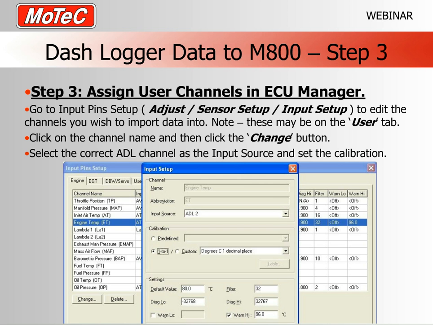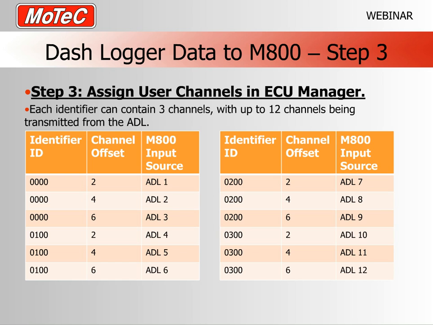I apologize for this. Okay, so now what we're looking at is the similar thing here in an M800 ECU Manager. We have degrees C and we have 1 decimal place. I'll show you this in slightly more detail in a moment. Okay, so that means we've selected our input source as the second channel coming in from the ADL, and we've set our calibration as 1:1 with 1 decimal place.